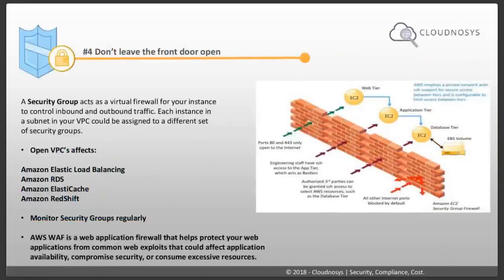Okay. Don't leave the front door open with security groups. Security groups is one of the areas that you can control everything. It's sort of your virtual firewall by giving access to all the resources, and monitor security groups regularly. You should also turn on the AWS WAF, Web Application Firewall, which is a service provided by AWS that can help you reduce considerably your common web exploits, like, you know, SQL injection and cross scripting and so on.